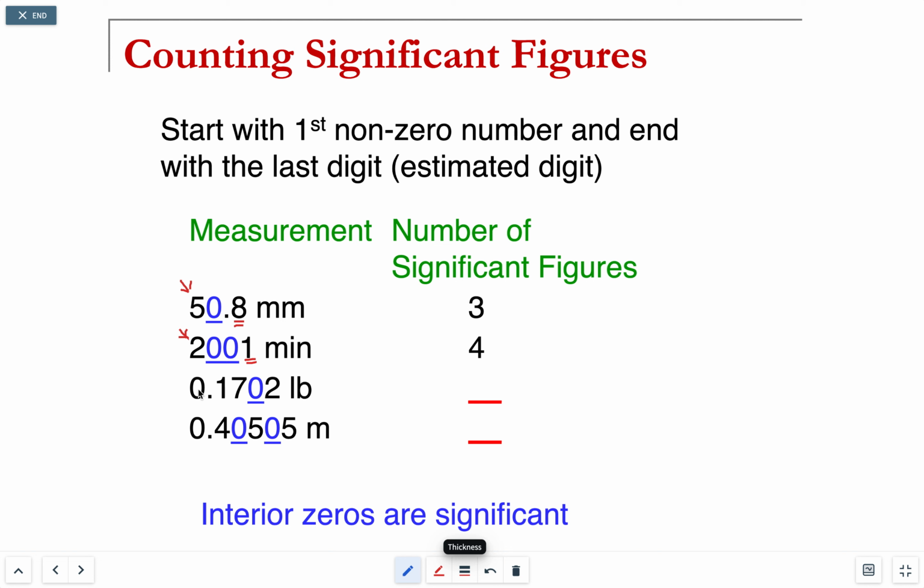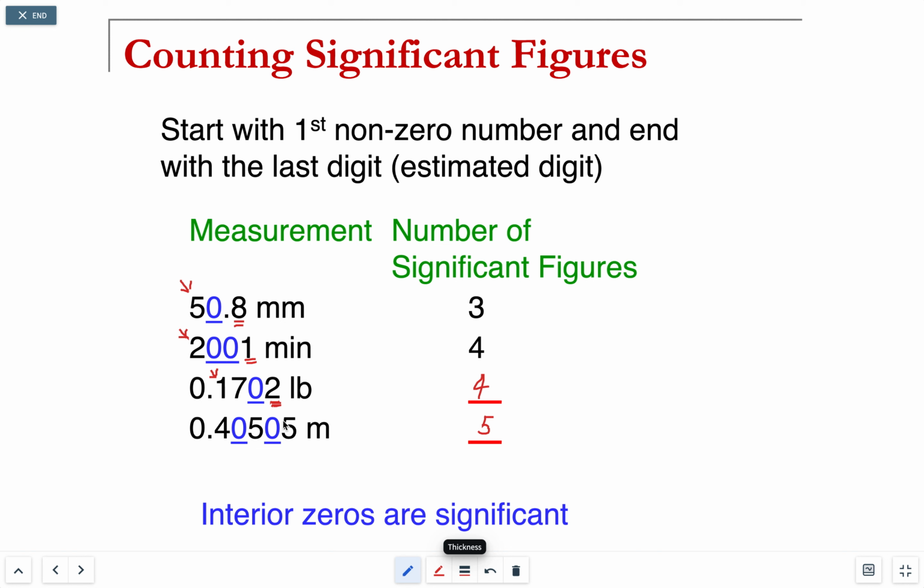Now, when we look at this number, the first number that's not 0 is the 1 here. So we don't count the 0 in front. We start here and go again to the last digit that's expressed. That would be 1, 2, 3, 4 significant figures. And here we have 1, 2, 3, 4, 5 significant figures. So what we find is that the interior zeros are not significant. That's not really a rule you need to remember. What you should remember is always start from the first number that's not 0 and go to the last digit that is expressed in the number.